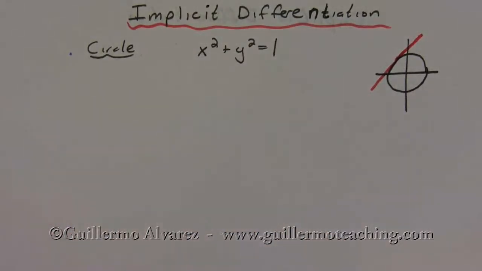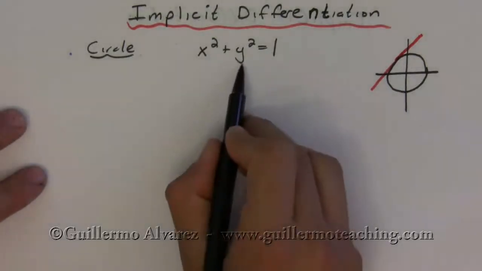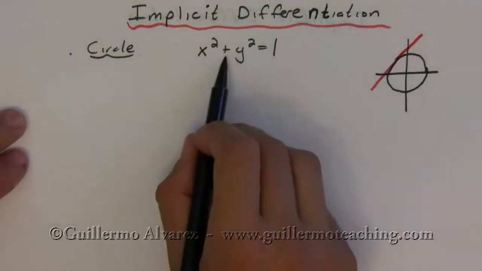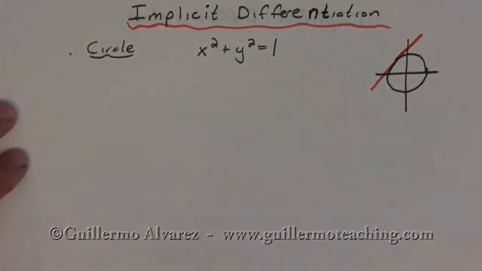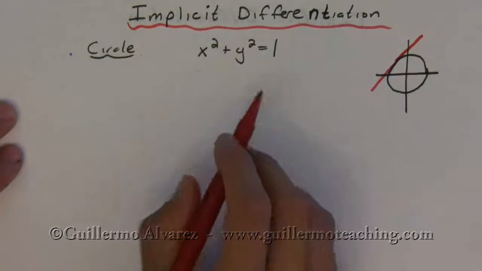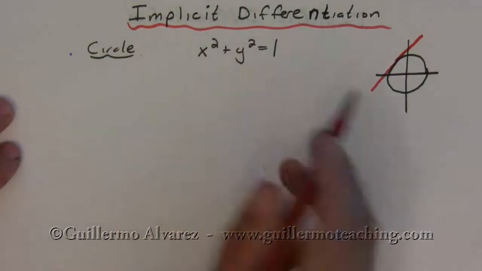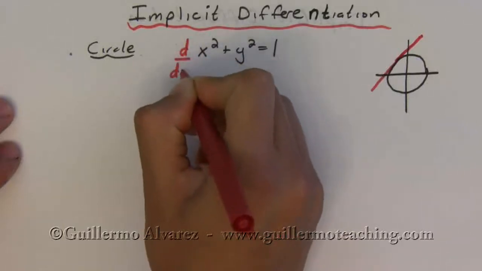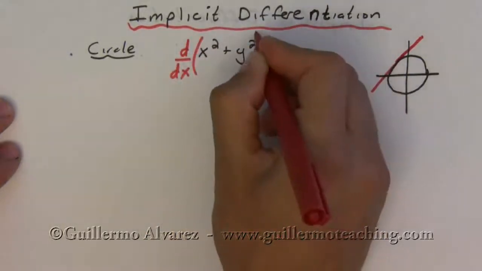Now, for the circle, you could define it implicitly for y by solving for y, but there are many other curves that you can't. So we're going to show how to do it with this example because it's one of the simplest ones, and then we'll get to some more difficult examples later on that require implicit differentiation anyways. So the basic idea is that you get the derivative of both sides with respect to x.